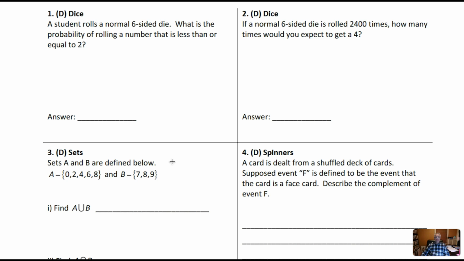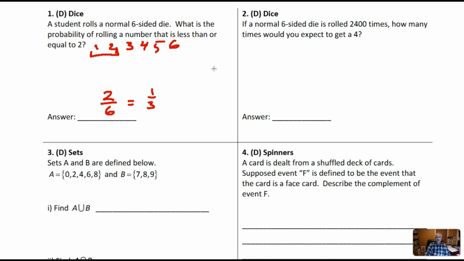The first part of the test begins with this. It says, a student rolls a six-sided die. What is the probability of rolling a number that is less than or equal to 2? So when we roll a six-sided die, six things can happen. We can get the numbers 1, 2, 3, 4, 5, or 6. And the probability of rolling a number that is less than or equal to 2 would be the probability of getting these two numbers. So it would be 2 out of 6, and if you want to reduce it, that would equal 1/3.